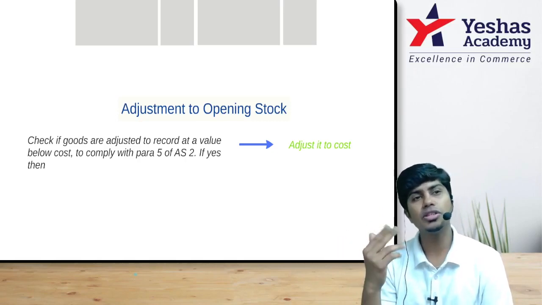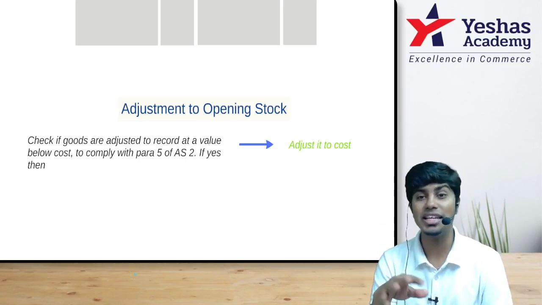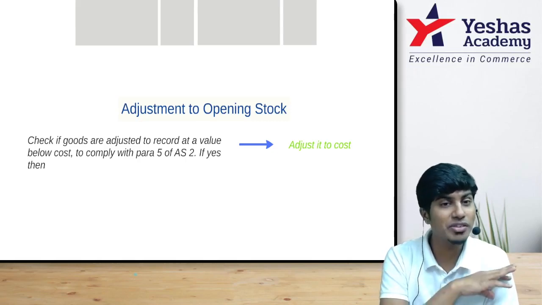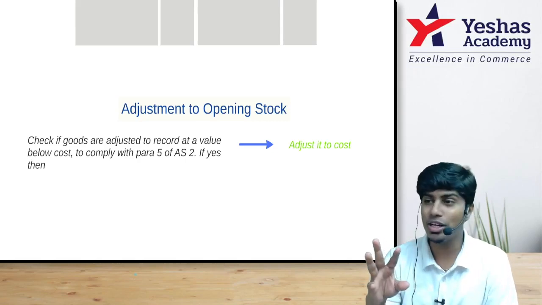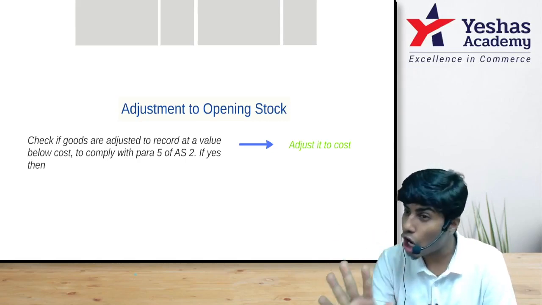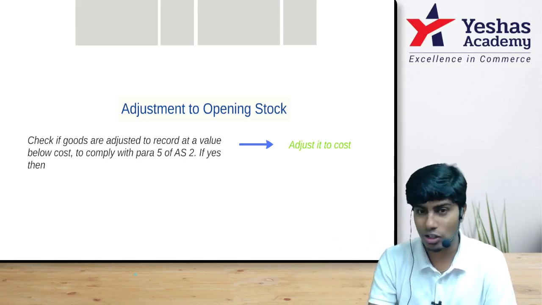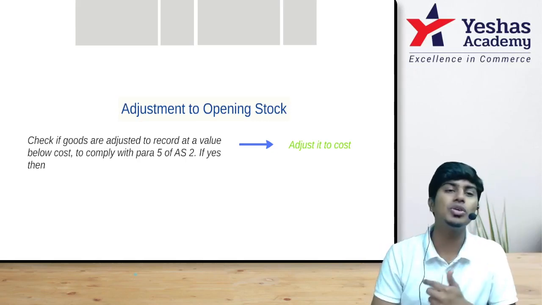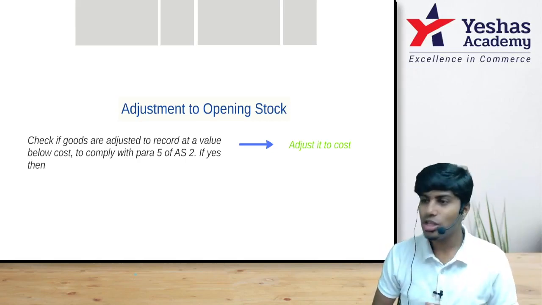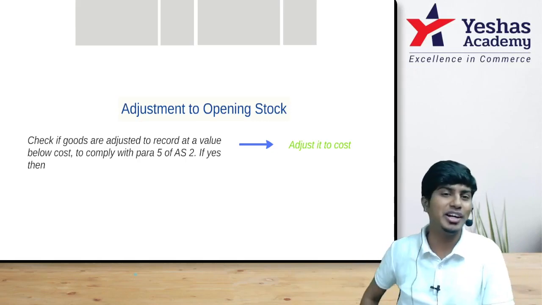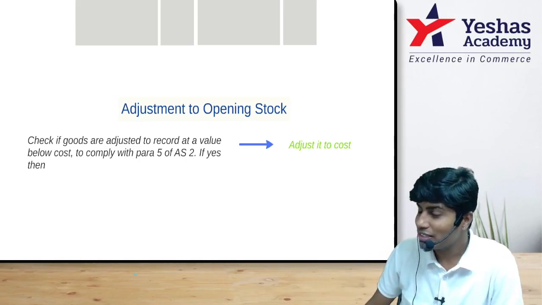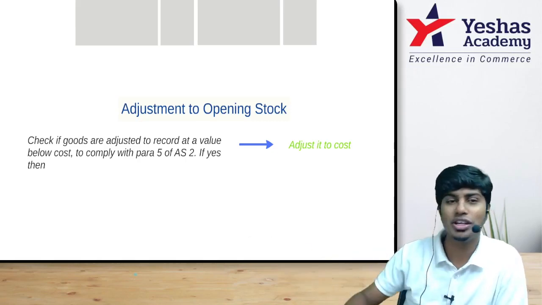You will say, sir, but you told us AS 2 is applicable for every entity. Yes, that is in determination of profit. Here, our objective is not to determine profit. Our objective is to find the closing stock at cost. If you have to find closing stock at cost, opening stock should be at cost. If you start with opening stock at NRV, you won't get closing stock at cost. Do you agree with me? So we don't follow Accounting Standard 2 in this chapter.